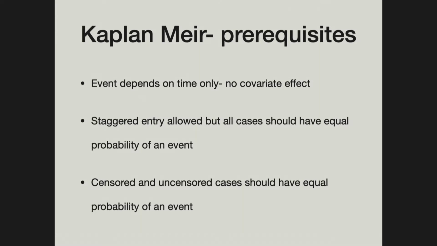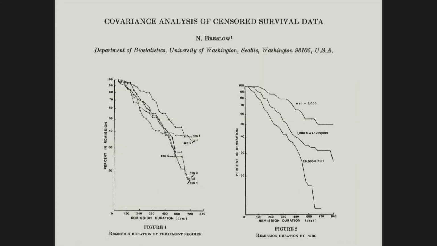So these are the prerequisites. There should not be any covariate; otherwise you should do a Cox proportional hazard analysis rather than a Kaplan-Meier curve only. Staggered entry is allowed, but all cases should have equal probability. You should do a log minus log survival curve to see whether the probability is the same. Then censored and uncensored cases should have equal probability of the event.